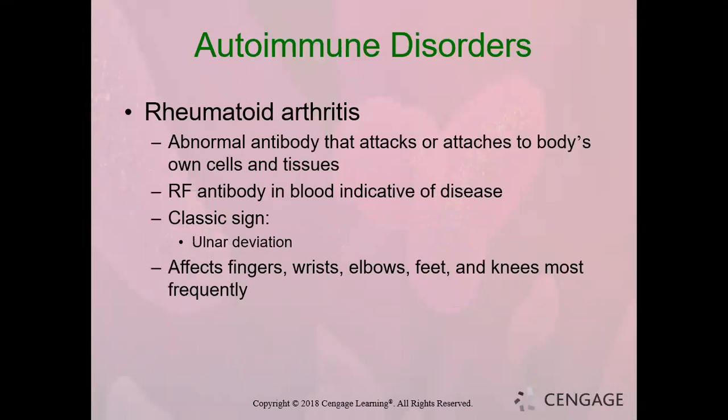Rheumatoid arthritis is an abnormal antibody that attacks or attaches to the body's own cells and tissues. The rheumatoid factor antibody is in the blood, so that's how they check for this. And ulnar deviation, I'll try to find a picture of that for you guys, but that's just the classic sign of rheumatoid arthritis. It's in their fingers, and they start to move to the side. It can affect their fingers, wrists, elbows, feet, knees, most frequently.